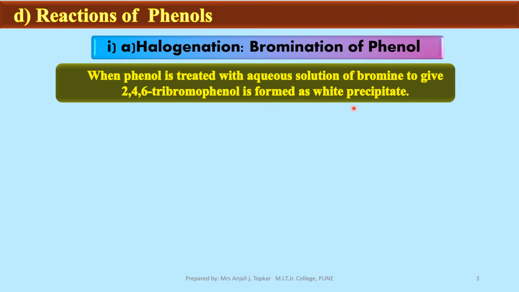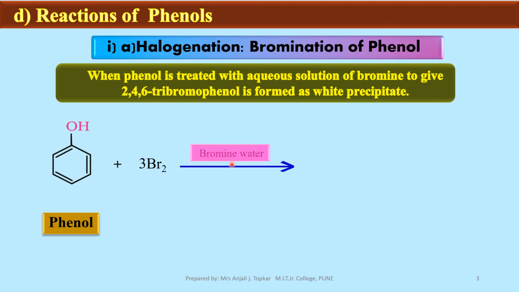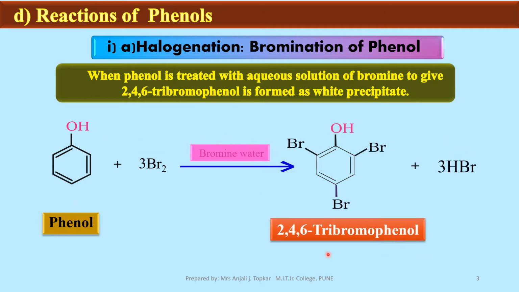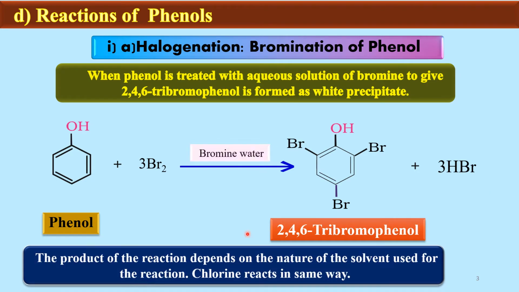Here this is phenol. When it is treated with aqueous solution of bromine, we find formation of 2,4,6-tribromophenol is taking place and HBr is removed. The product of the reaction depends on the nature of the solvent used for the reaction. Chlorine reacts in the same way.